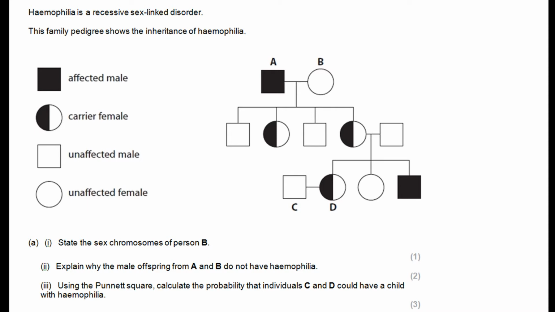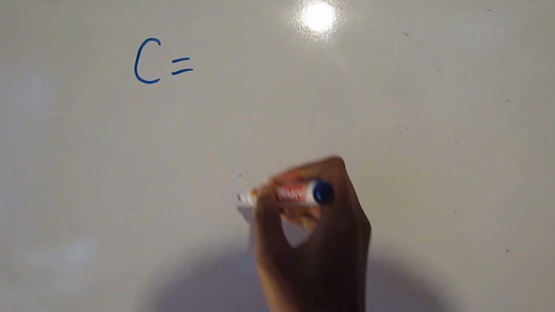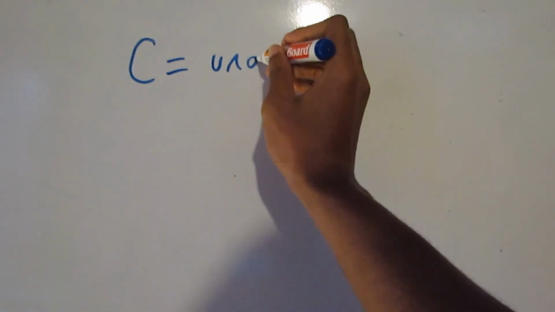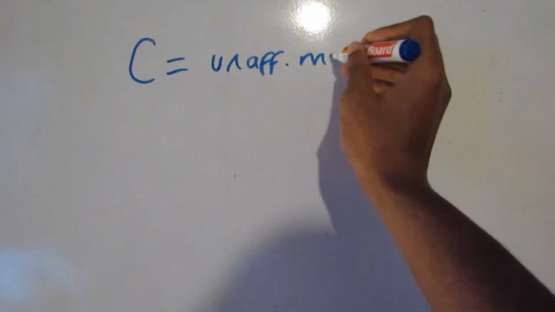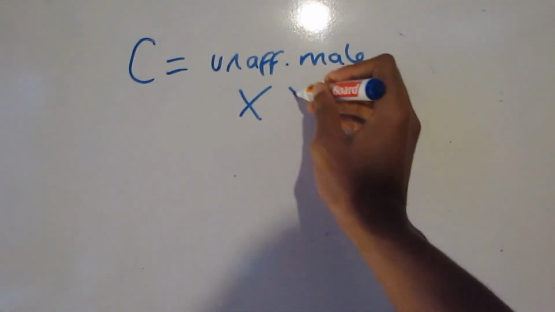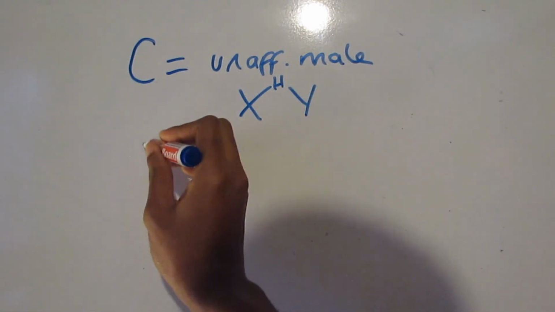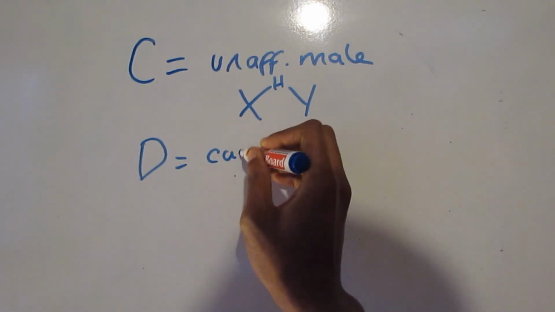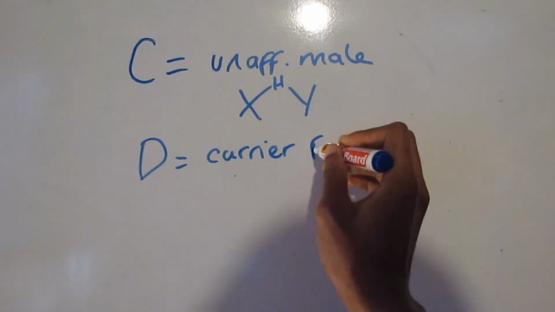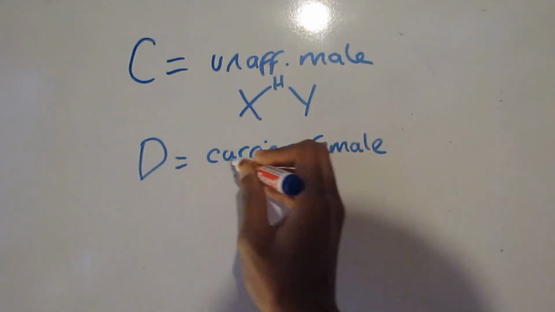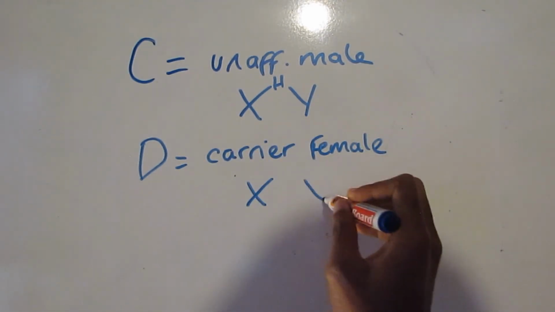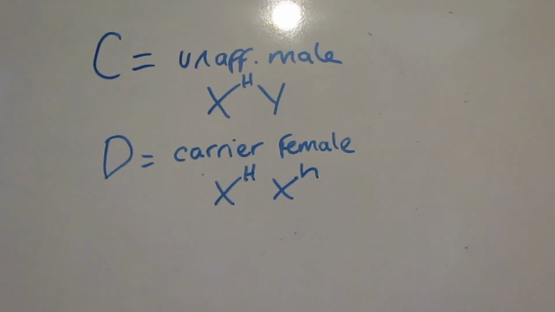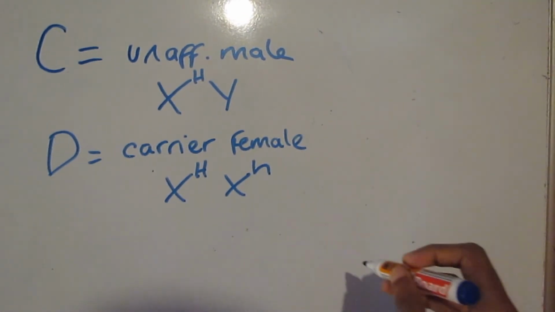And then for the last question, it says, using the Punnett square, calculate the probability that individuals C and D could have a child with hemophilia. So looking at the key, C is an unaffected male, which means that their genotype should be capital X, but the superscript should be capital H, and Y. Whereas for D, we have a carrier female, which means that one copy of the X chromosome is affected and one copy of the X chromosome is unaffected, so heterozygous.